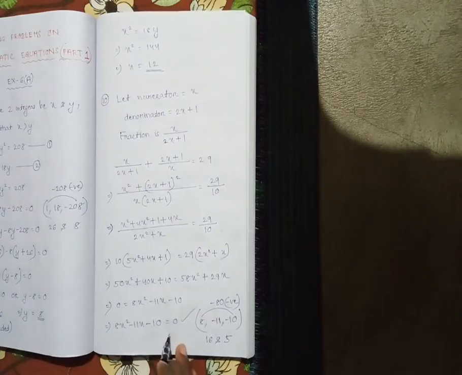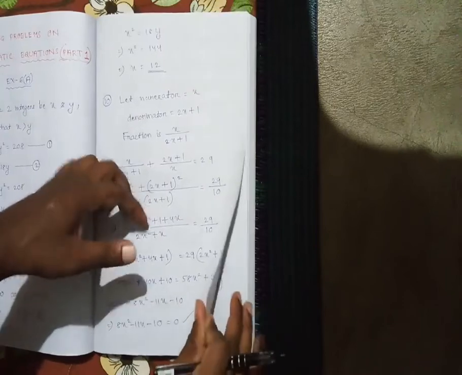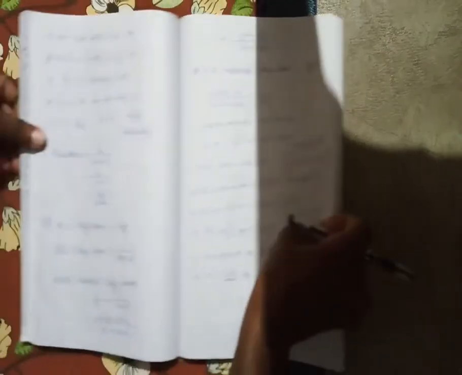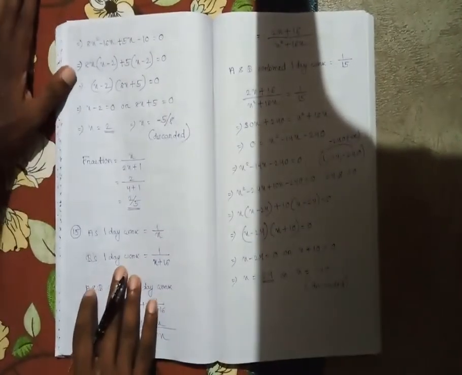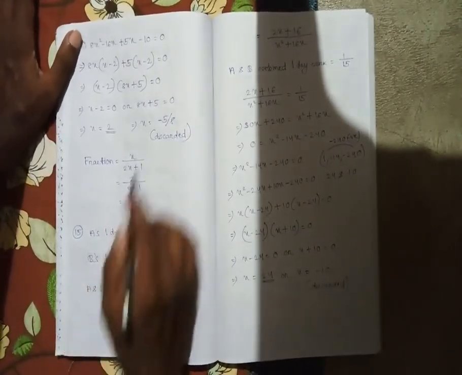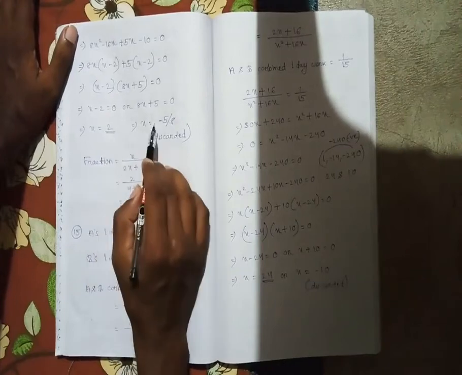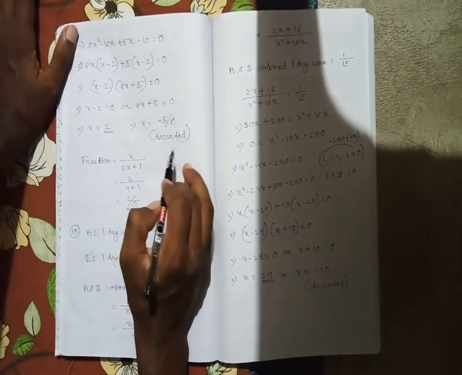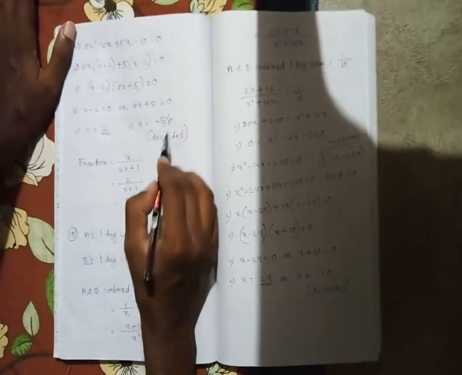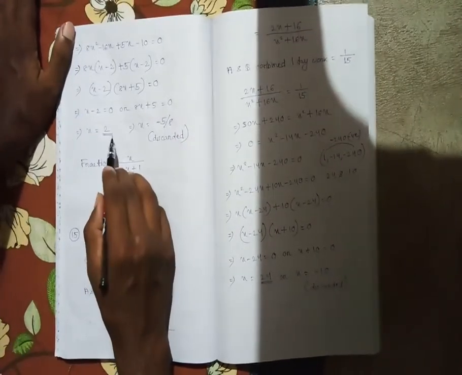Then you know how to solve it. On solving, you will get x is equal to 2 or x is equal to minus 5 by 8. Minus 5 by 8 is not possible, so it is discarded. So the only value acceptable is 2.